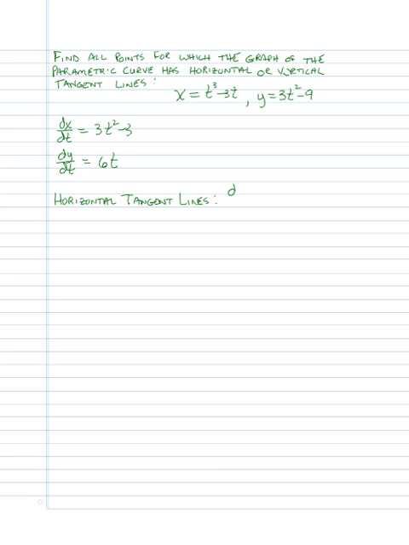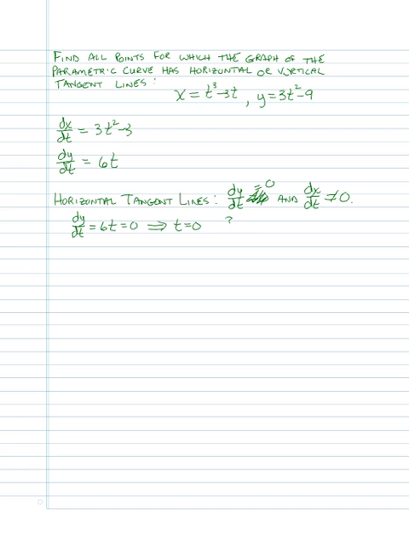Here's what's necessary. The derivative of y with respect to t must be equal to 0, and the derivative of x with respect to t is not equal to 0. So we find out where the derivative of y with respect to t is equal to 0. Remember, the derivative of y with respect to t is 6t. So where is that equal to 0? Only when t itself is 0. That's a simple equation to solve.